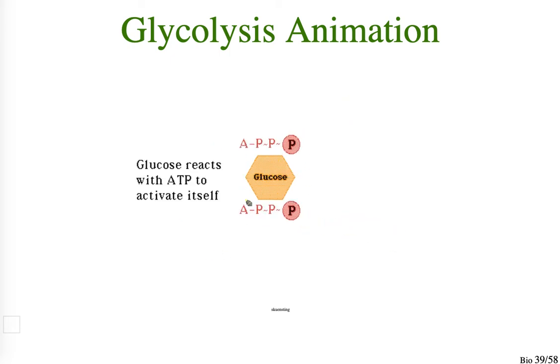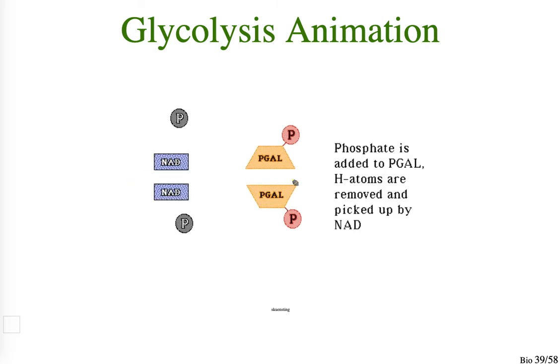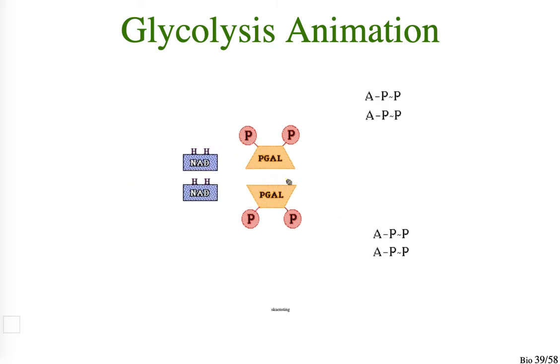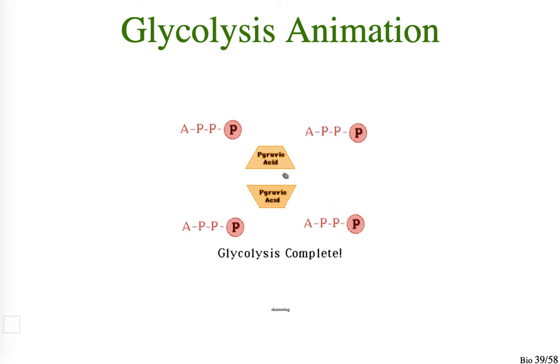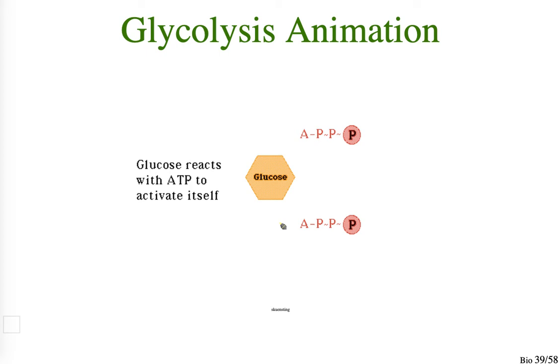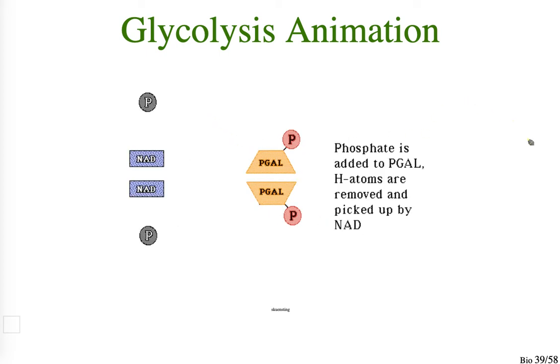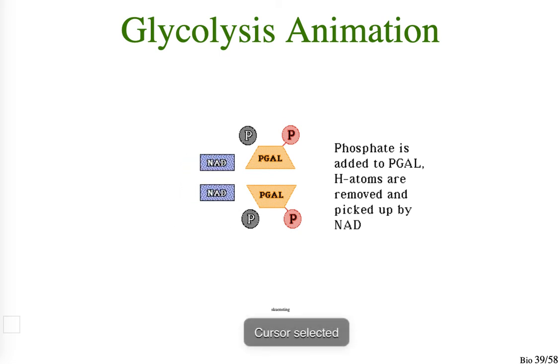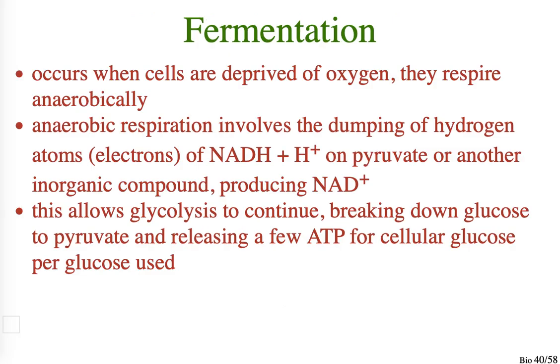So in essence, this is trying to show you the high points of glycolysis, which were glucose, 2 ATPs used, split into pyruvic acid, 4 ATPs get made. And that's the summary. We don't need to do anything more with glycolysis because, like I said, it's beyond the scope of what we need to cover.